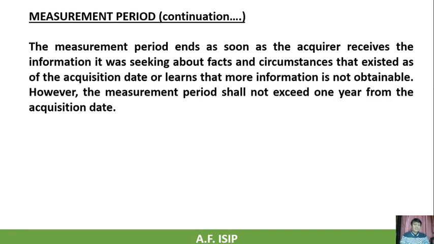So the question is, when does the period end? The period ends as soon as the acquirer obtains the needed information. But there is a provision here. The measurement period shall not exceed 1 year from the acquisition date. The measurement period will end upon receipt of the new information that they are desiring, but it will not exceed 1 year from the acquisition date, meaning the allowance is only 1 year from the acquisition date.